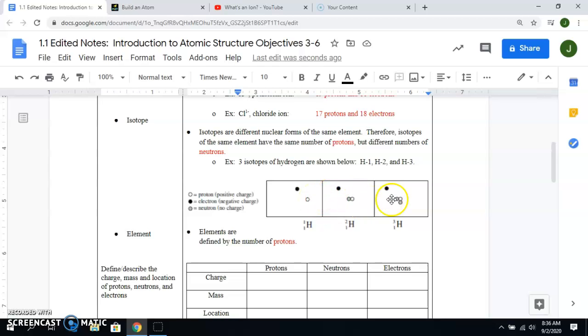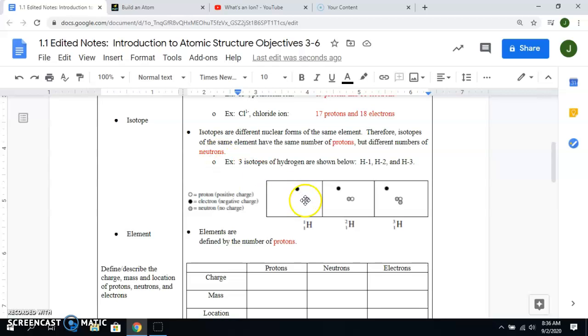Here, here, and here. Remember, in standard format, the number of protons is the atomic number, and that goes in the lower left-hand corner, which is why each one of these is a hydrogen isotope, and we're going to talk about the term isotope in just a minute. If we take a look at the term isotope, our definition is, isotopes are different nuclear forms of the same element. That means that the nucleus is going to be different. So isotopes of the same element are going to have the same number of protons, but different numbers of neutrons.